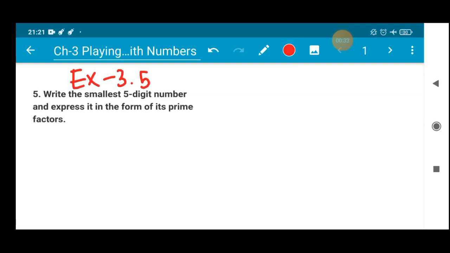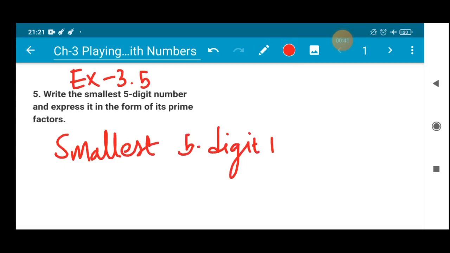So you all know that the smallest 5-digit number is 1 followed by four zeros. After 1 how many digits should be there? 4 zeros. So this is a 5-digit number, 1 2 3 4 5. So this is your smallest 5-digit number, 10,000.